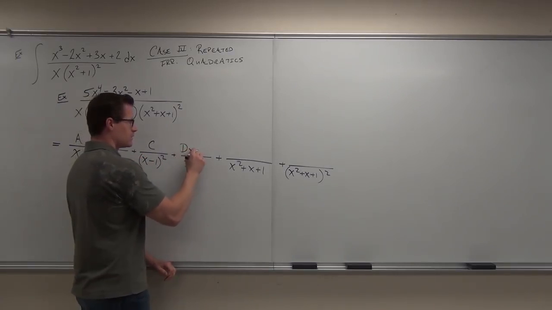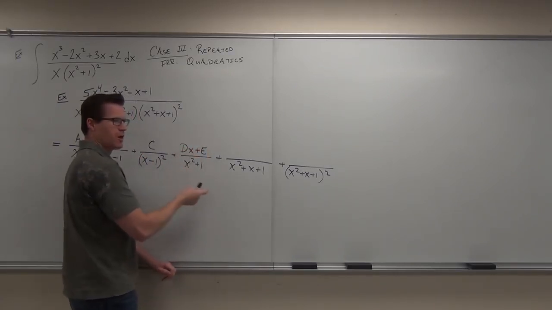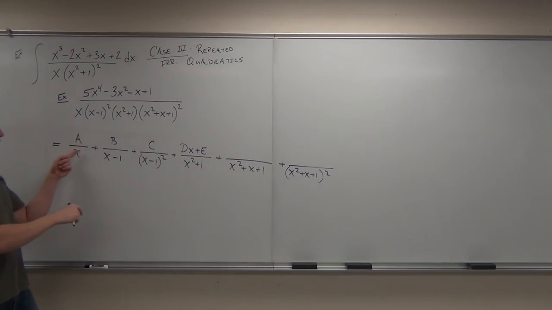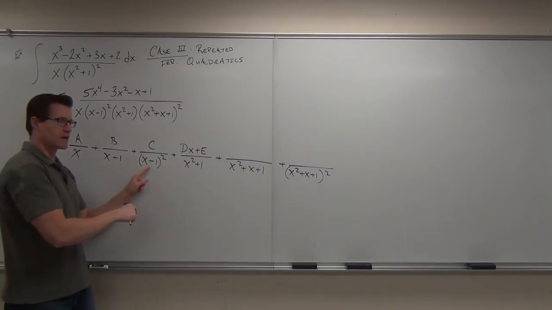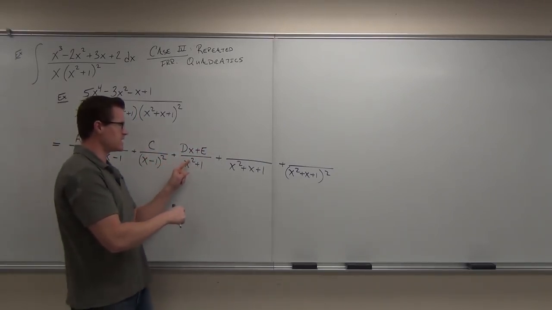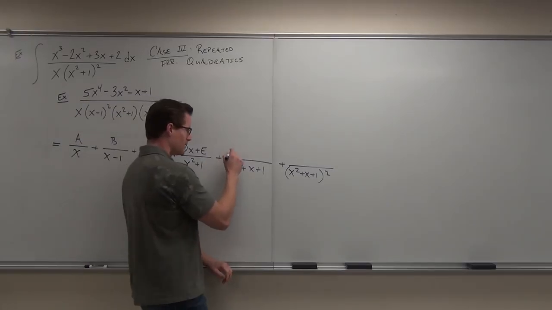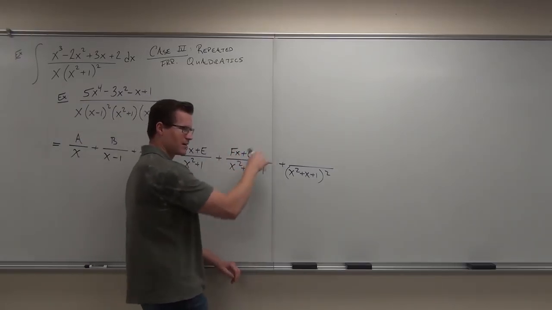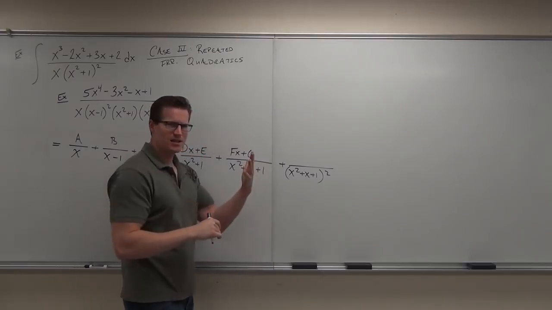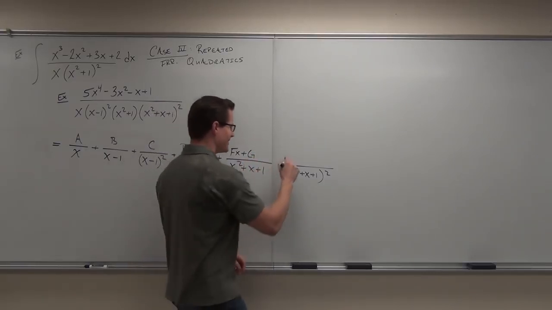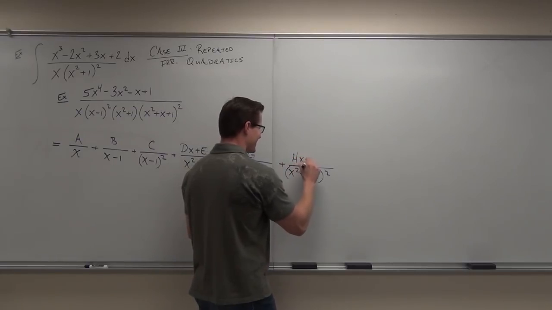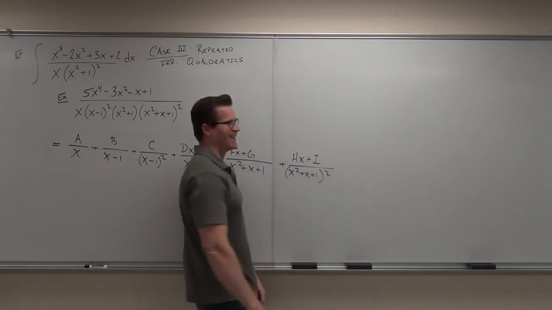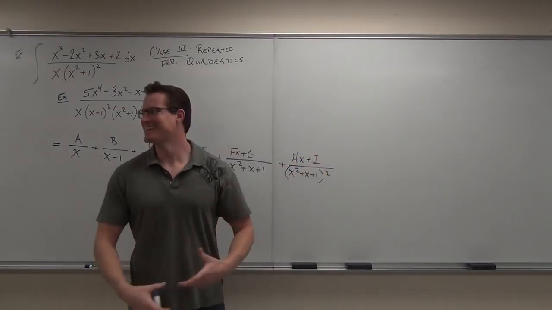Dx plus E. Every time we get a quadratic, we have a power degree less. So power 1, this is repeated linear, it counts towards linear. So we have a C, we have Dx plus E, we have Fx plus G. Quadratic, what's after? Hx plus... A, B, C, D, E, F, G, H. Fantastic. That would be the idea.